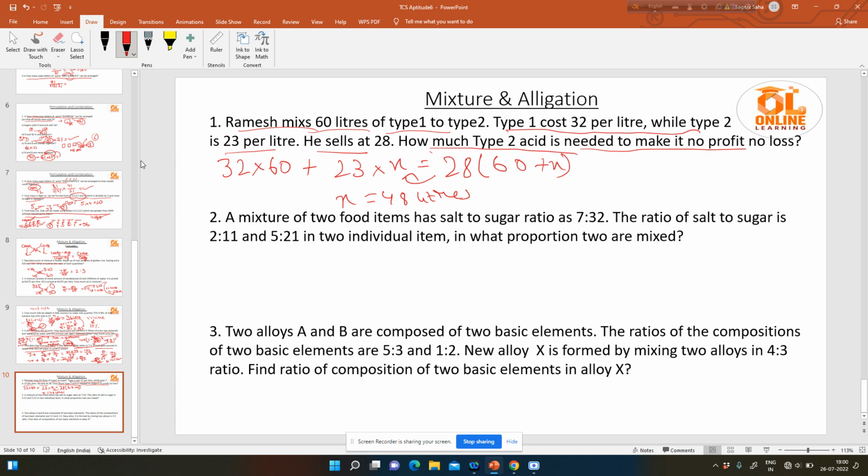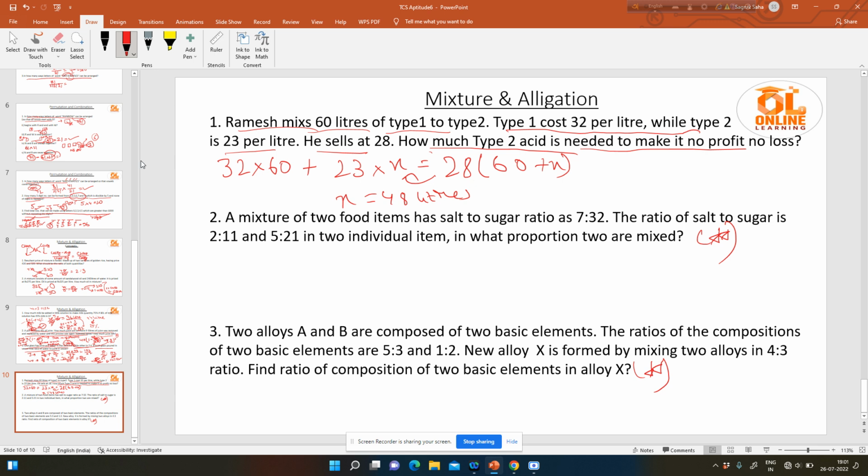Okay, now it is a very, very important question. These are both very important questions. So let us know what they are telling. A mixture of two food items has salt to sugar in the ratio 7 is to 32. The ratio of salt to sugar is 2 is to 11 and 5 is to 21 in the two individual items. So in what proportion are the two mixed?